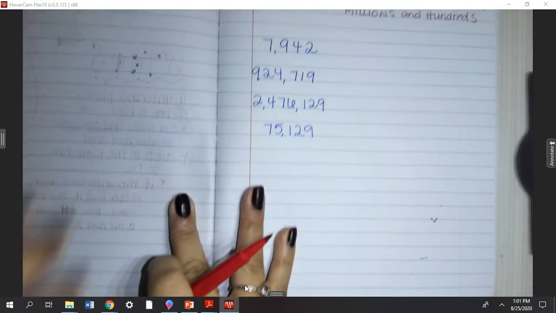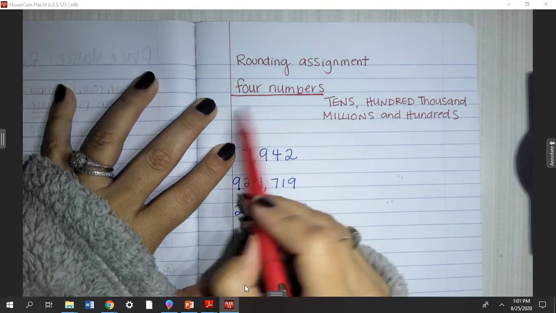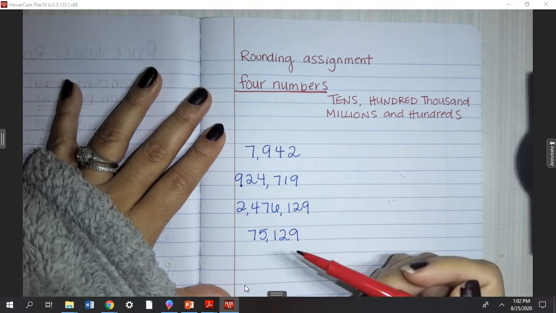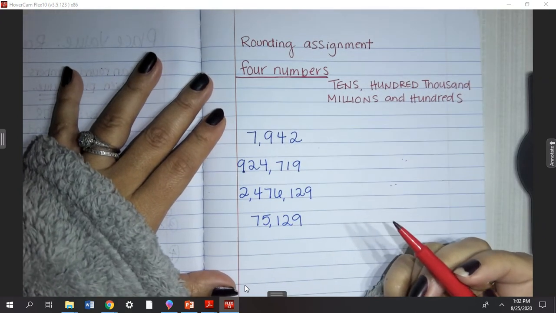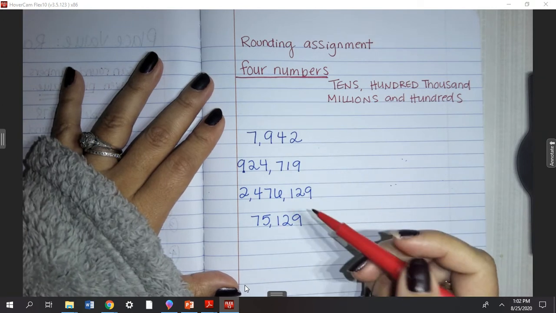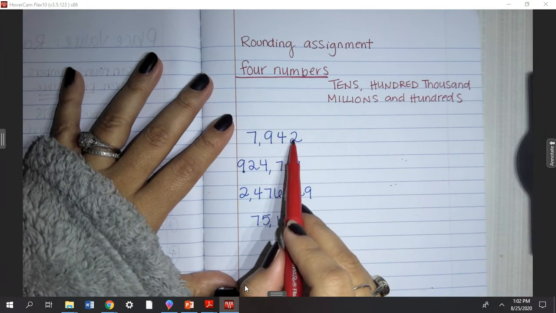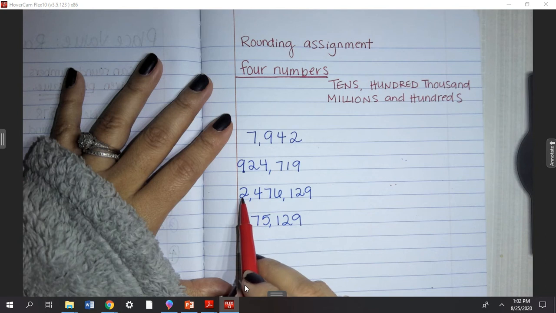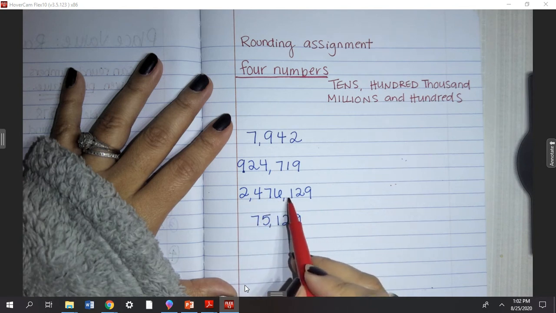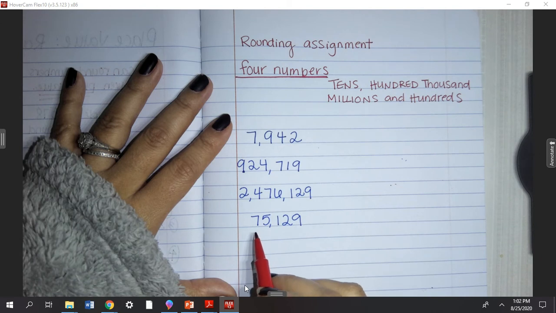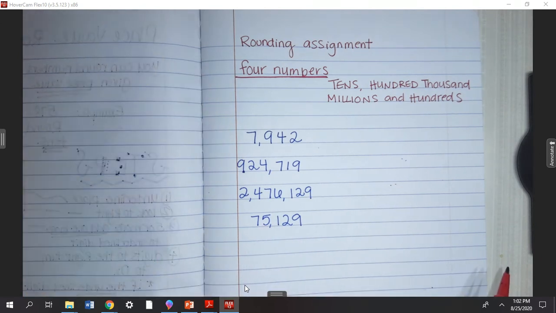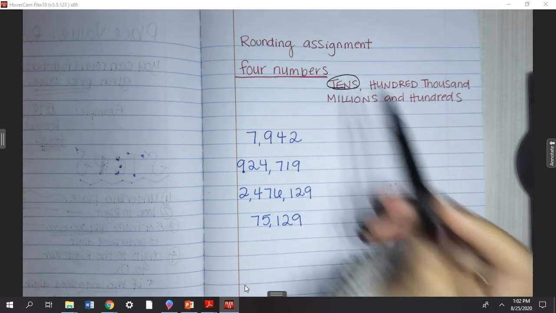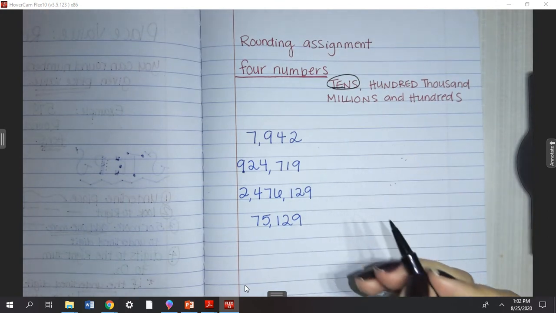So this is your rounding assignment. So you need 4 numbers. So I chose 4 numbers here, and I'm going to go over those numbers with you. These are my numbers. I want you to come up with your own, okay? So these are mine. I came up with 7,942, 924,719. This one is 2,476,129. And the last number I came up with was 75,129. So what I'm going to do is I know I need to have one that's rounded to the tens, right? So I don't know, let's say I choose this one.